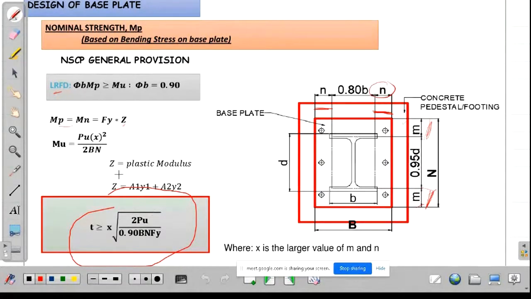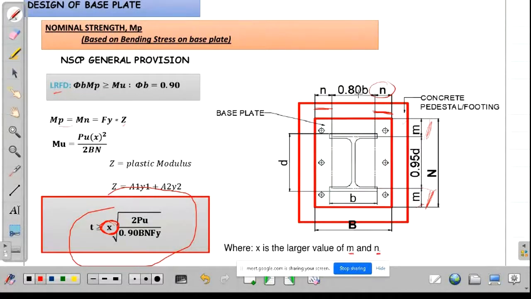And then yung x natin dito is the larger value nung m and n. So you need to solve both the value of m and value of n. Then kung ano yung mas malaki, yun yung x natin dito sa equation. Okay? So ito yung magiging equation natin for n. Paano natin kukunin yung n dito, looking at our figure here? Paano natin kukunin yung n?